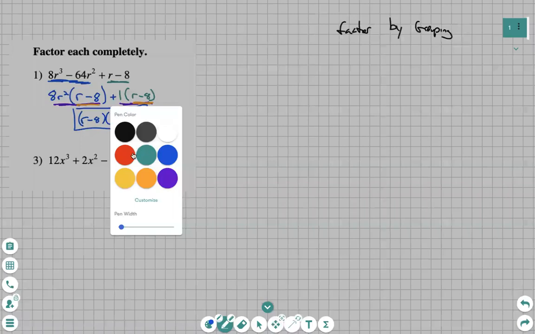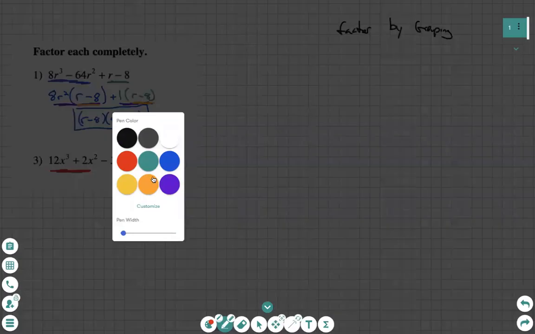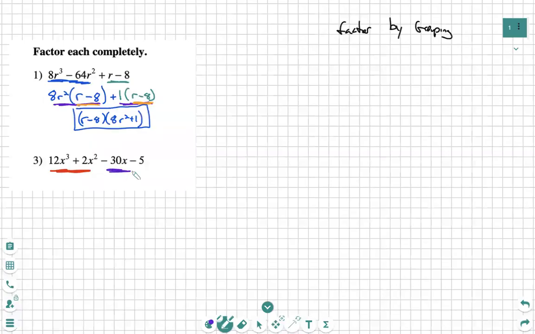Let's do one more. Let's underline the first two because those two look like they go together. Let's underline the next two. And let's go. So we take out the GCF of the red. We notice that within the coefficients, our GCF is 2. Within the variables, our GCF is x squared. When I pull out a 2x squared from 12x cubed, we get 6x. We pull out 2x squared from 2x squared, we get a 1.